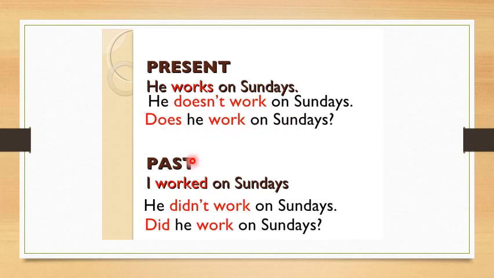But in the past we don't have confusion of do and does. For example, you can see here I worked on Sundays. Worked is the second form of the verb which we use in simple past tense. In the negative form, we use with all subjects did not or didn't. He didn't work on Sundays. Did he work on Sundays? The formation is the same for all subjects.